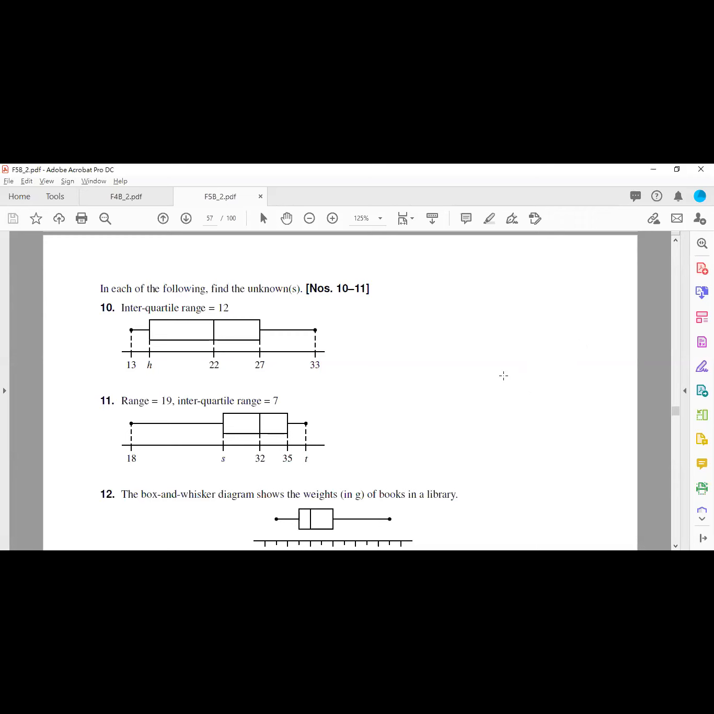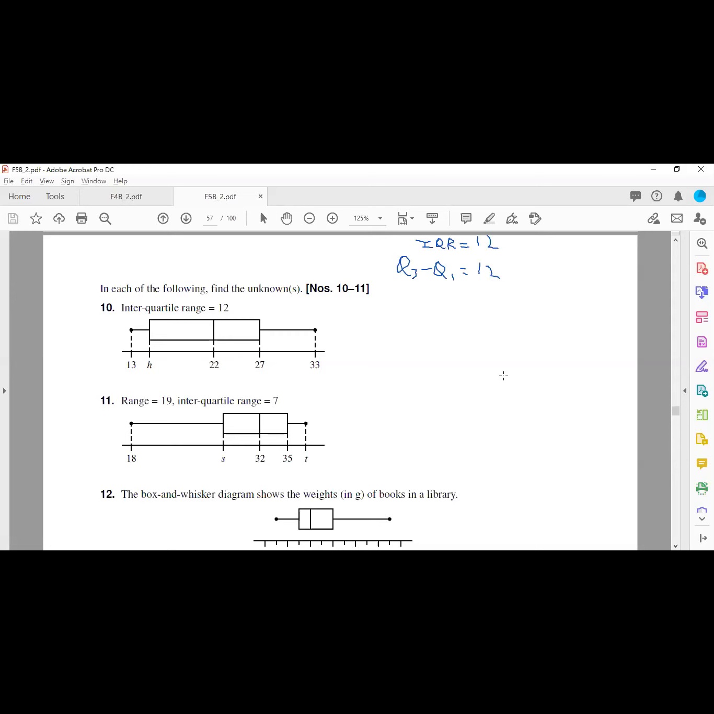Okay, I see that the ones handed in are basically all correct. So let's check question number 10 and 11 first. Okay, number 10. It is given that interquartile range is 12. And interquartile range is calculated by Q3 minus Q1. So Q3 minus Q1 is equal to 12.